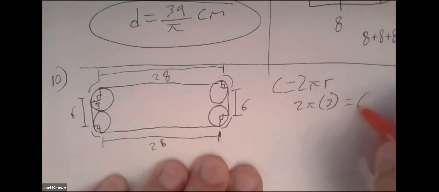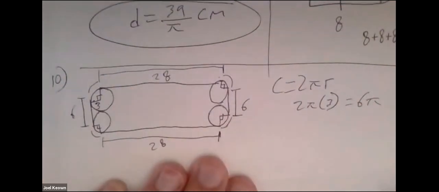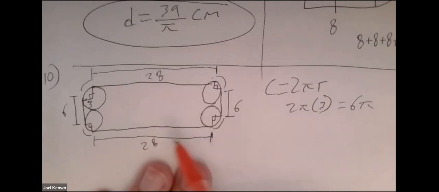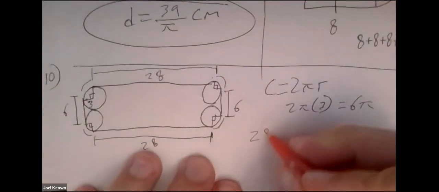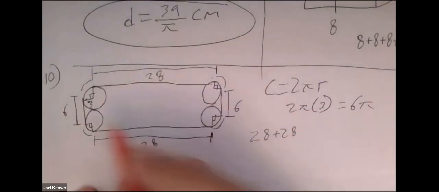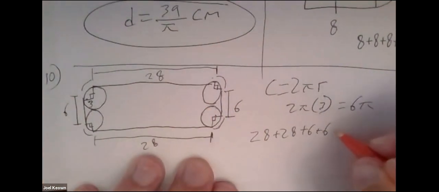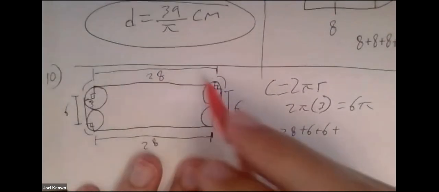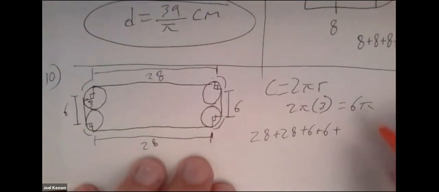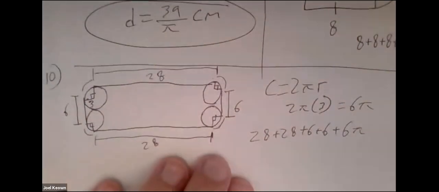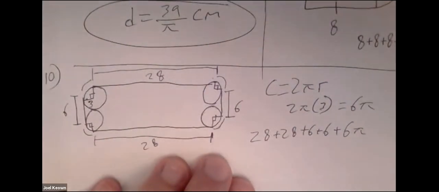So that would be 6 pi. And now I have all my sides. I can say, okay, well, I have 28 plus 28, 6 plus 6, plus, and then those parts all added up to be 6 pi. Right? Now let's add all these together.